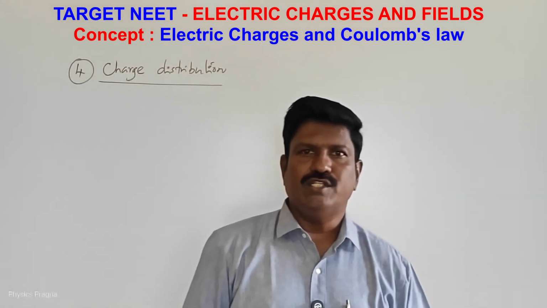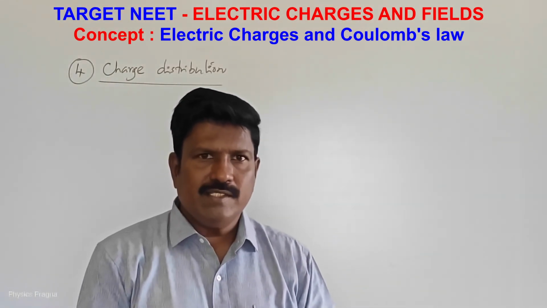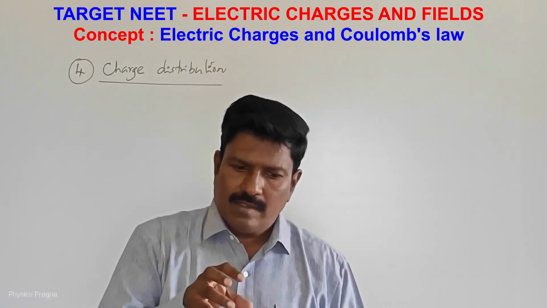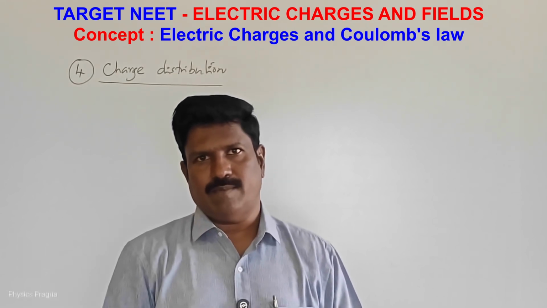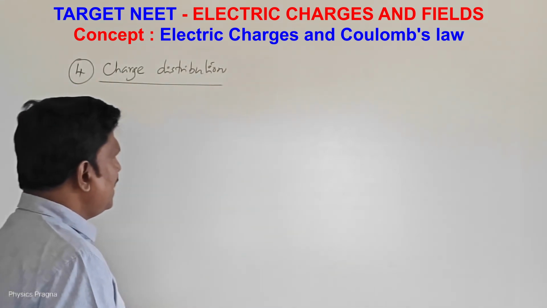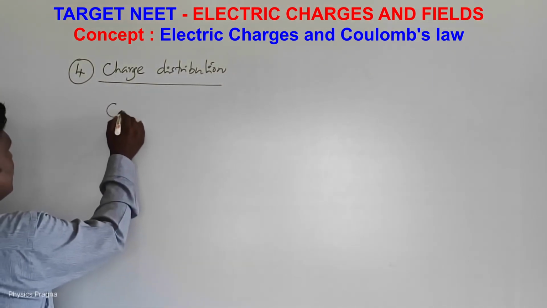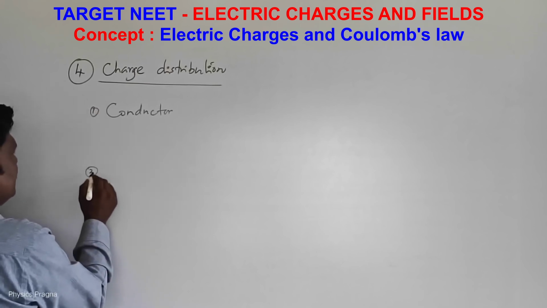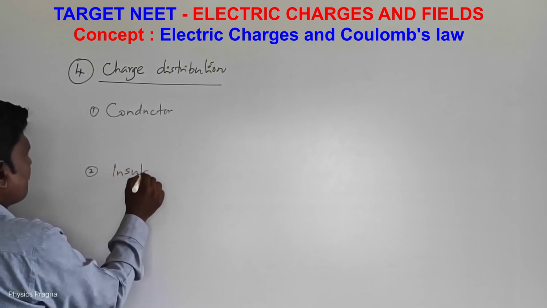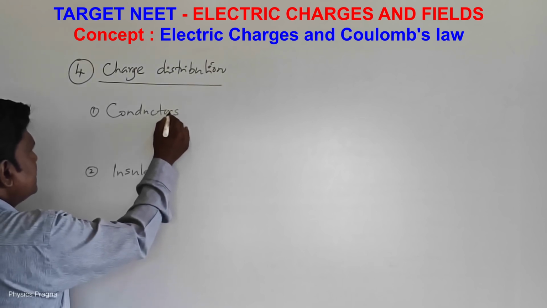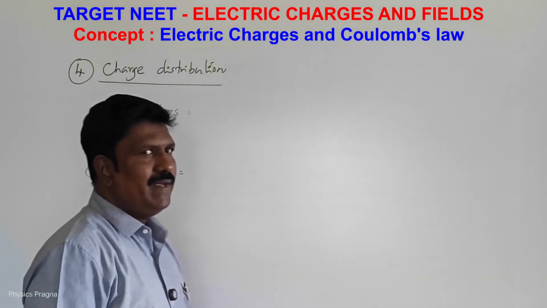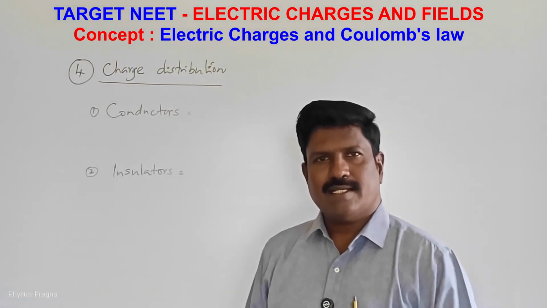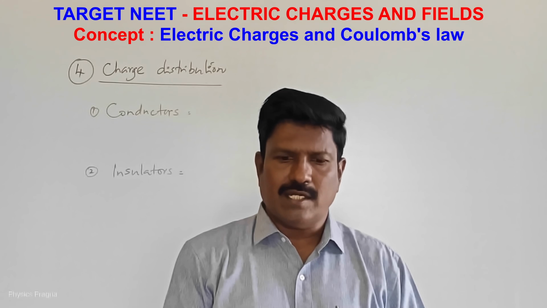We are discussing the distribution of charges. So if we charge a body, what happens? If you go in depth, materials are of two types: one is conductor, another is insulator. What is the main physical property difference between conductors and insulators? Conductors conduct the electrons.